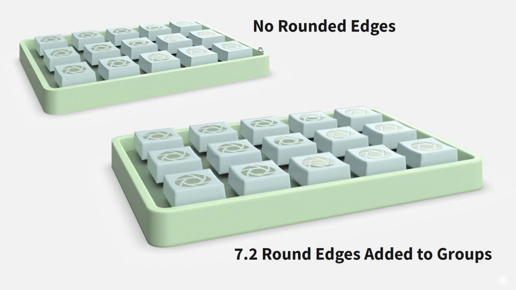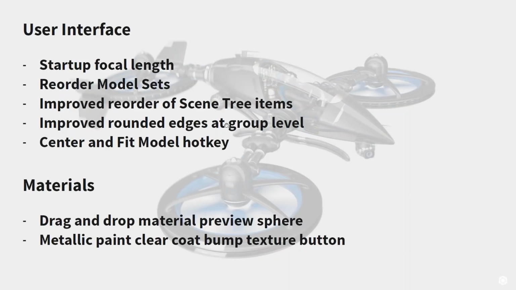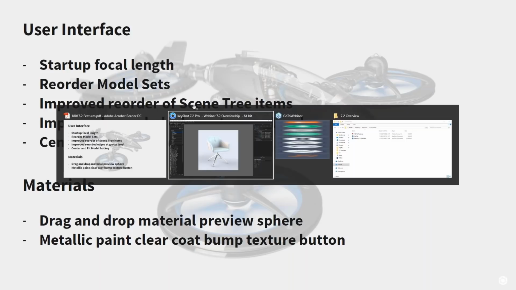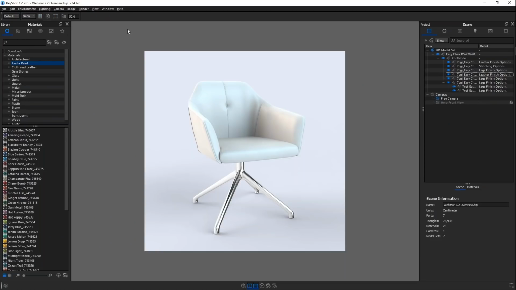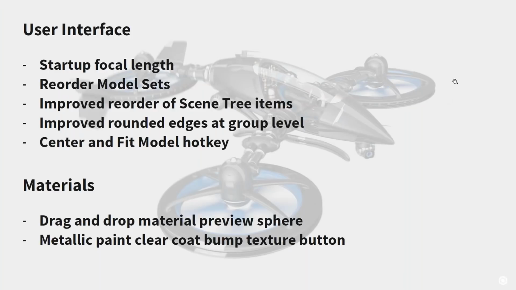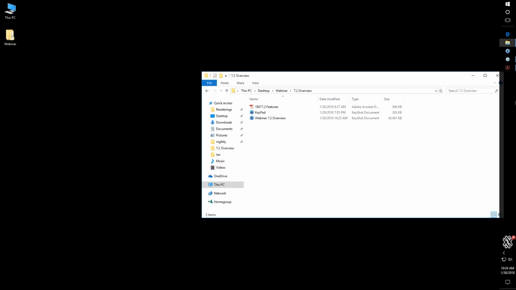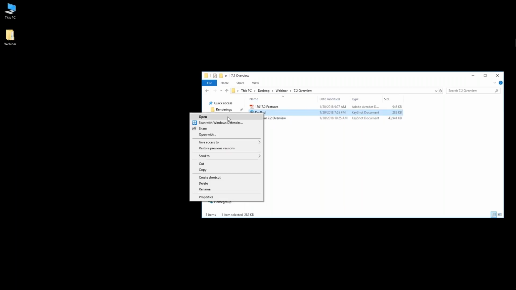So what's the improvement? The improvement is that rounded edges can be applied to all your items, even at the group level. I'll show you what that means in KeyShot. I'll go ahead and save the scene, and I'm going to launch another KeyShot scene. Let's minimize this for a second. Okay, so I've got my keypad. I'm going to open this up.